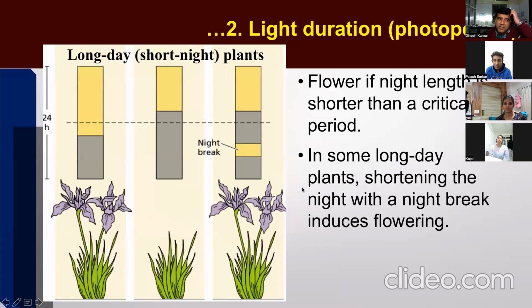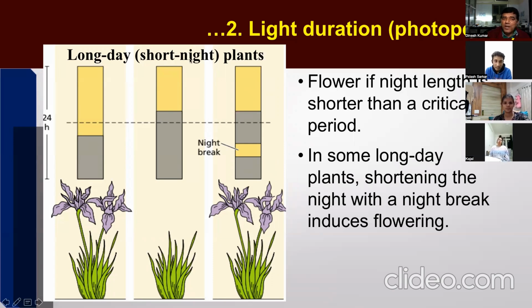Now see another case. This is about the long day plant or short night plant. The second case. In this case, they are not very strict. Long day plants are not very strict because they need a shorter night. They need a small period in the night. They are not very obligate. So in this case, you can see the first case. Suppose this is the critical period of darkness.